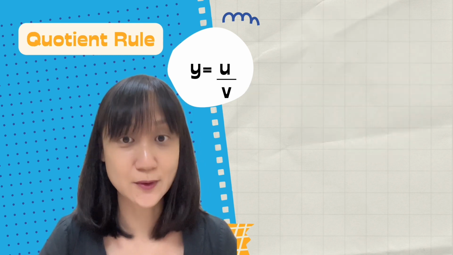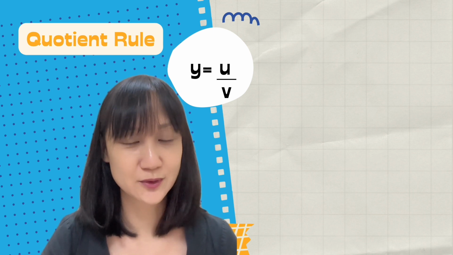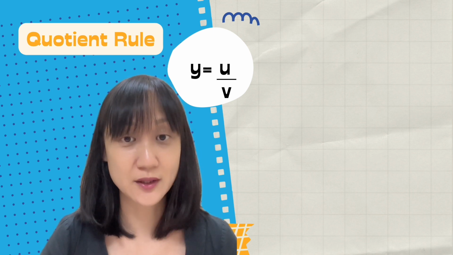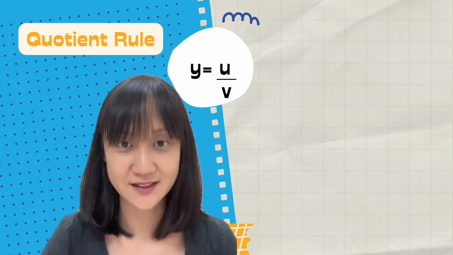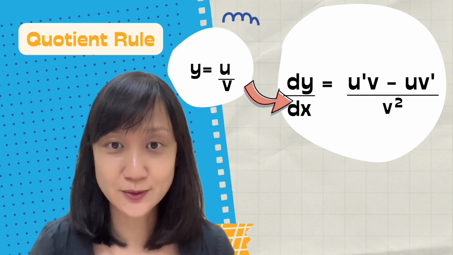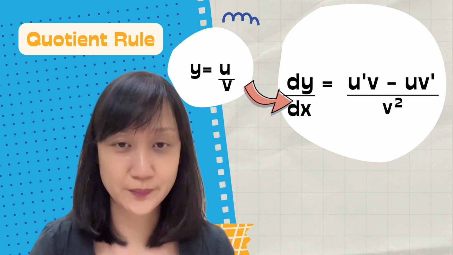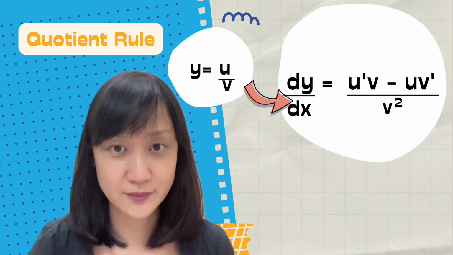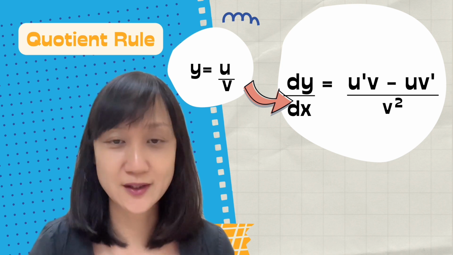The next rule is quotient rule. What is quotient rule? Quotient rule is used when you have two expressions dividing each other and cannot be simplified. So how do you use quotient rule? First, differentiate the top, copy the bottom, minus, copy the top, differentiate the bottom, over the square of the bottom.